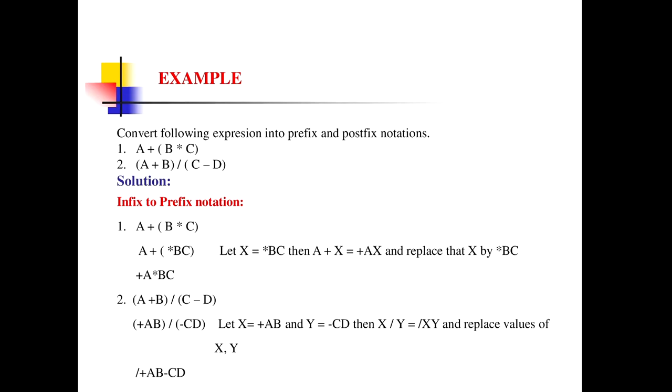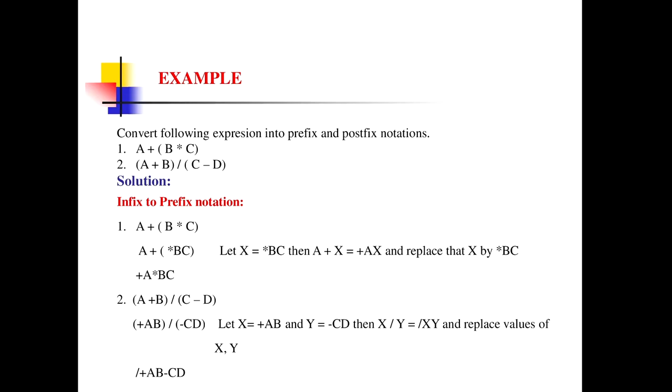And for your easy convention, I take some assumption. Let X equal star BC. Then the expression becomes A plus X. And now you convert that A plus X into the prefix. So this plus appears before both the operands A and X, so plus AX. And now you replace the value of X by star BC, and hence finally you will get plus A star BC.